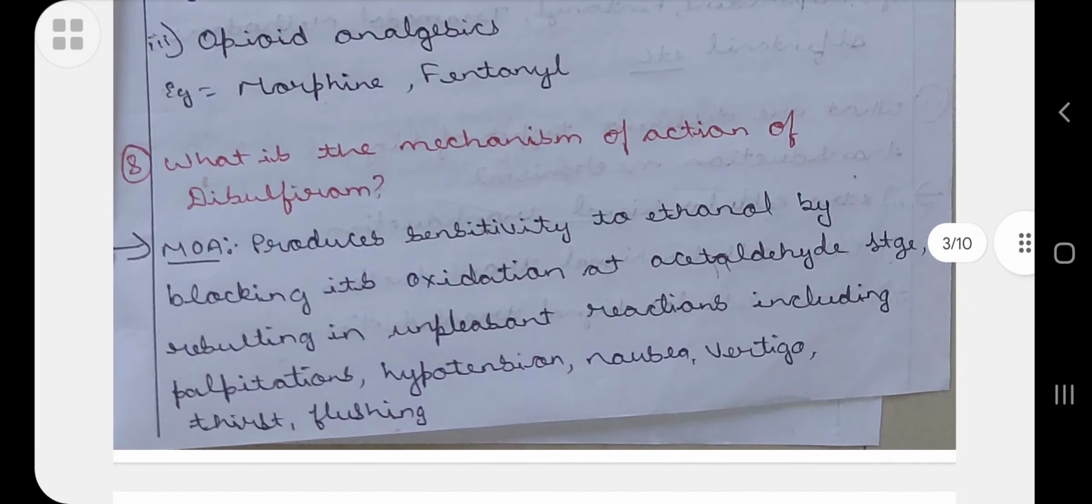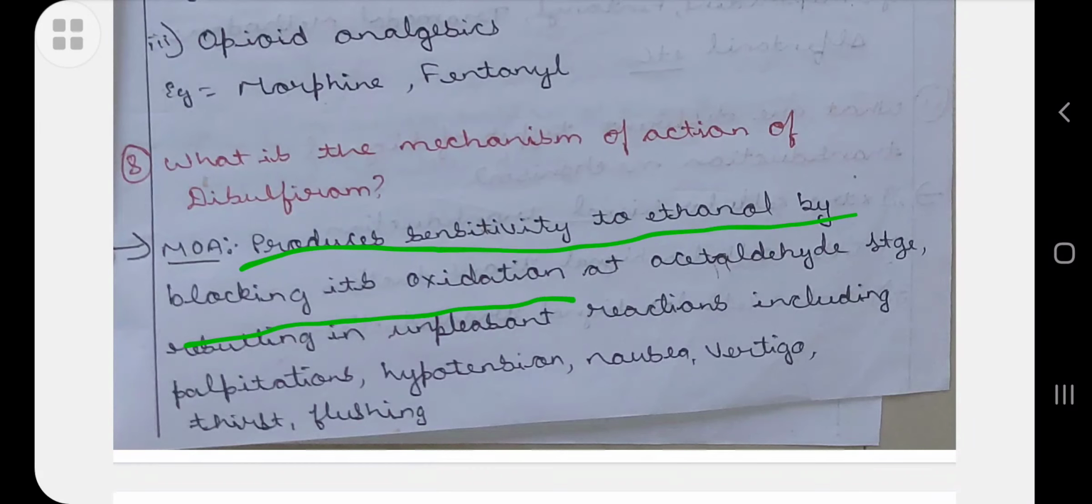What is the mechanism of action of disulfiram? It produces sensitivity to ethanol by blocking its oxidation. Disulfiram is used for alcohol withdrawal, inhibiting the consumption of alcohol. It will stop the consumption of alcohol. What will it do? It will produce sensitivity to ethanol. How will it produce it? By blocking its oxidation.